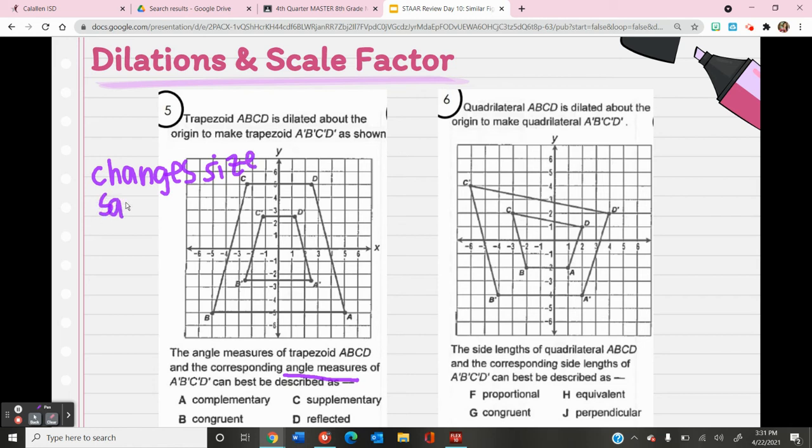It's the same shape. But my angles do not change. I still have the same angle. Because if you look at angle B, it is similar to angle B prime. They are the same angle, they are equal, therefore they are congruent angles. So B is my answer here.